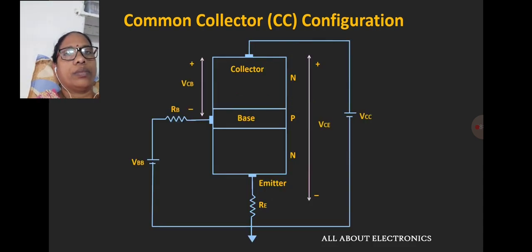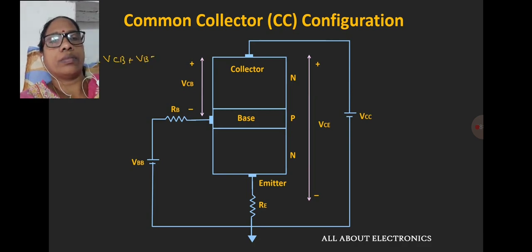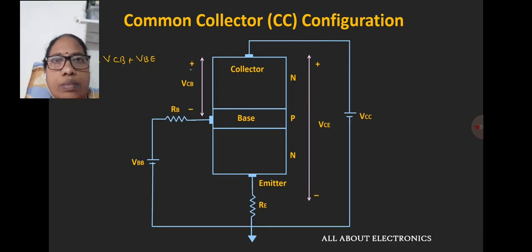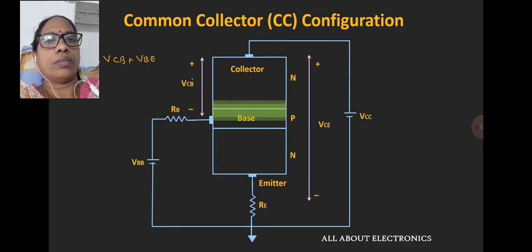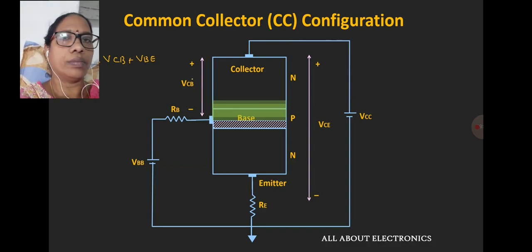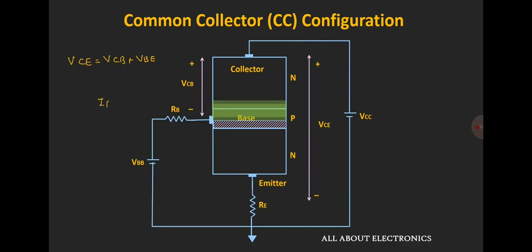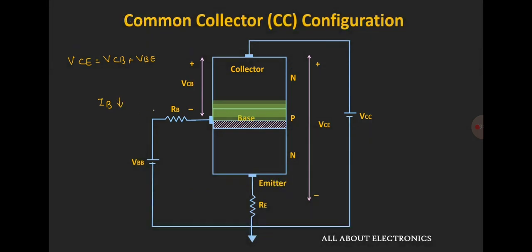Because this voltage VCE can be given as voltage VCB plus voltage VBE. That means for the fixed value of voltage VBE, as the voltage VCB increases, the width of the depletion region increases. And due to that, the effective base width reduces. And as the effective base width reduces, the probability of recombination in this base region reduces. And due to that, this base current IB reduces. That means as the voltage VCB increases, this base current IB reduces.